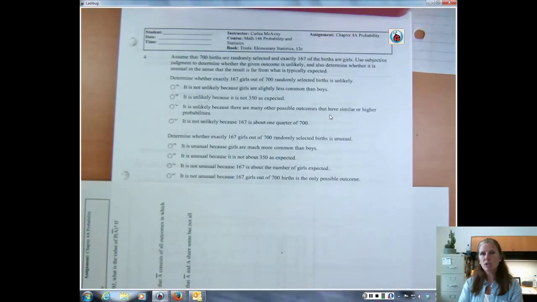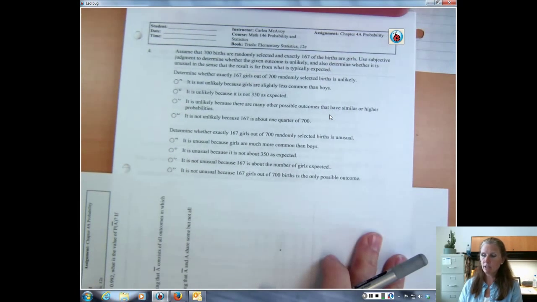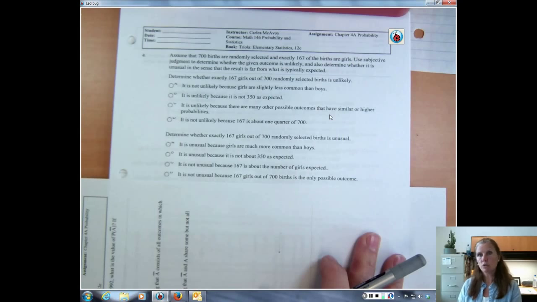Use subjective judgment to determine whether the given outcome is unlikely, and also determine whether it is unusual in the sense that the result is far from what is typically expected. Okay, so when you're talking about births, you always want to say that there's a 50% chance of having a girl and a 50% chance of having a boy. People argue that sometimes, but statistically it shows that that's the truth.